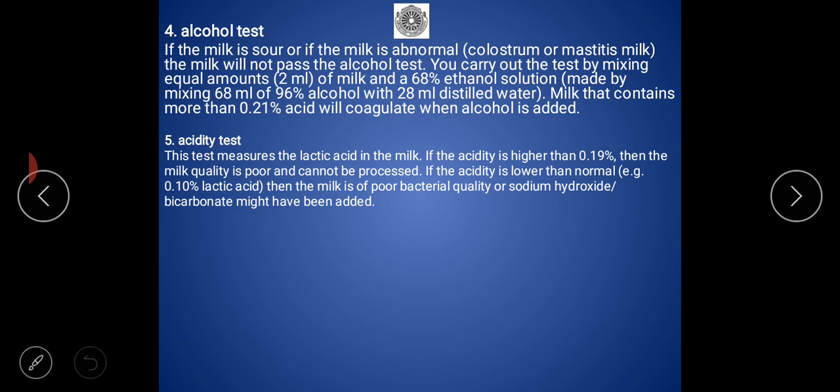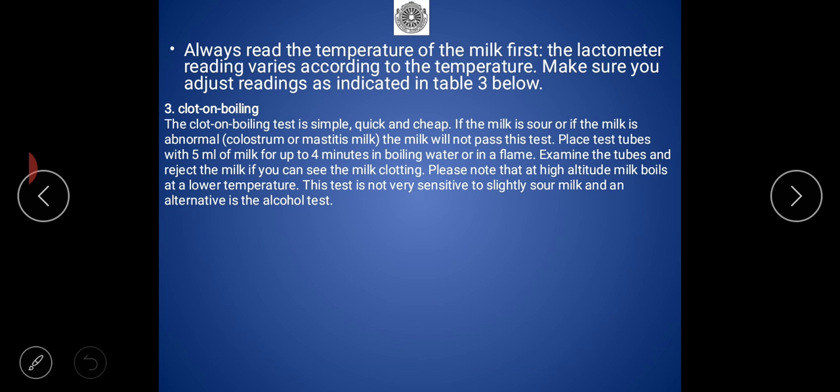Coming to the other important features, always read the temperature of the milk first. The lactometer reading varies according to the temperature. Make sure you adjust readings as indicated in table 3 below.